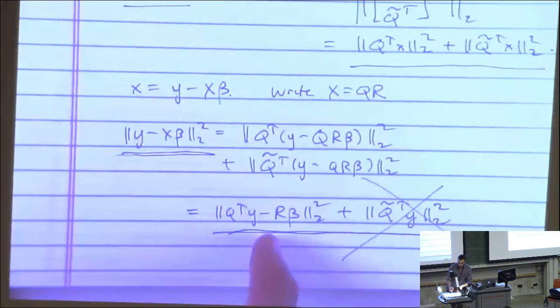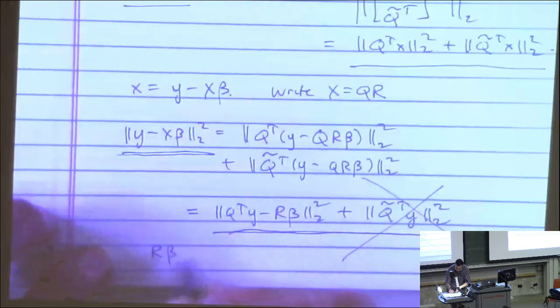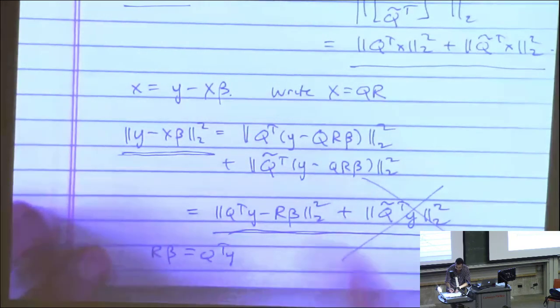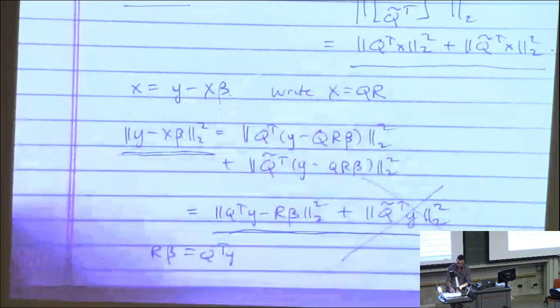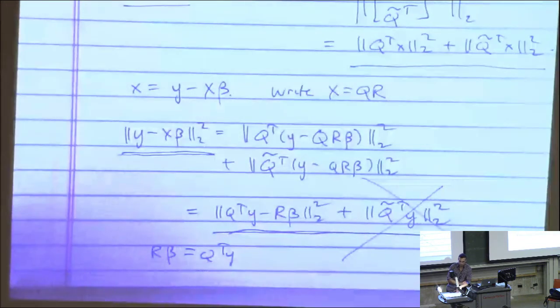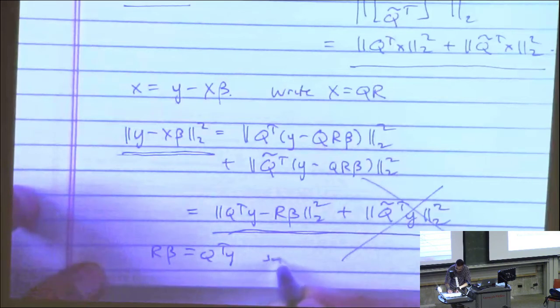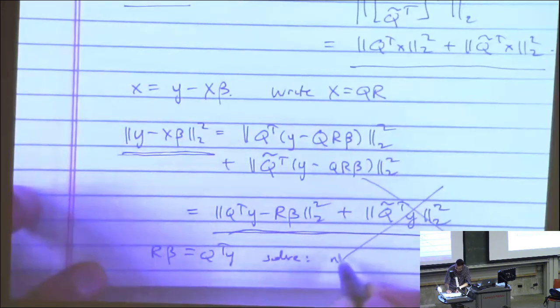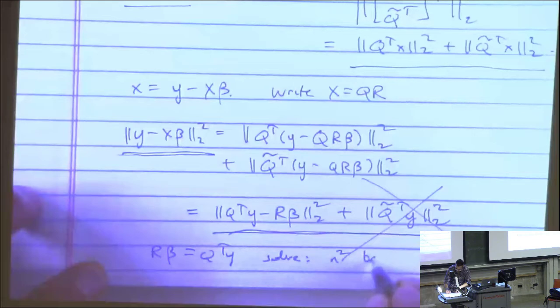R is a square upper triangular matrix, and we can exactly solve for beta. We can set R beta equals Q transpose y. We can make this equal to 0 and hence minimize it by solving for beta in this linear system. Okay, and solving this costs n squared. It's just back substitution.